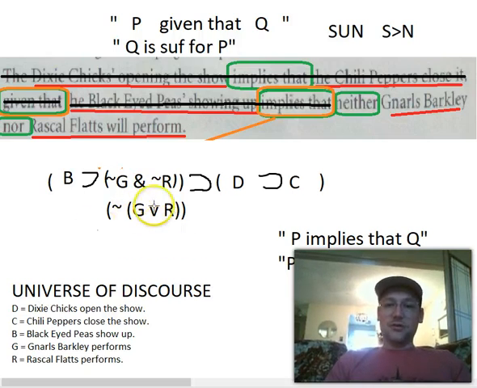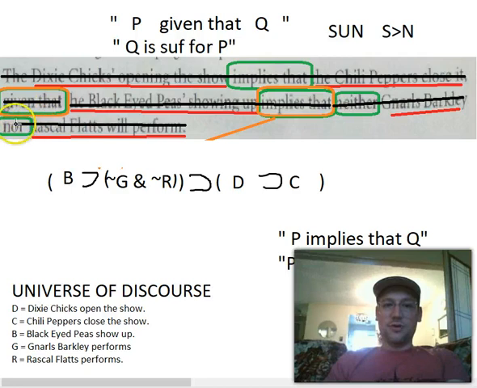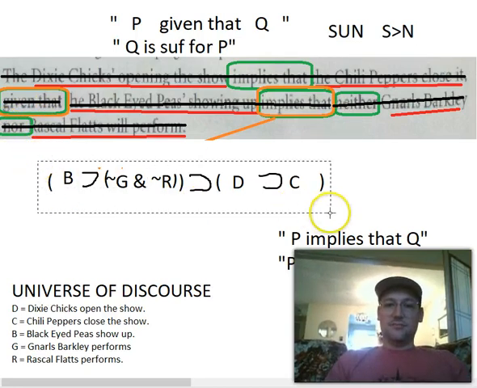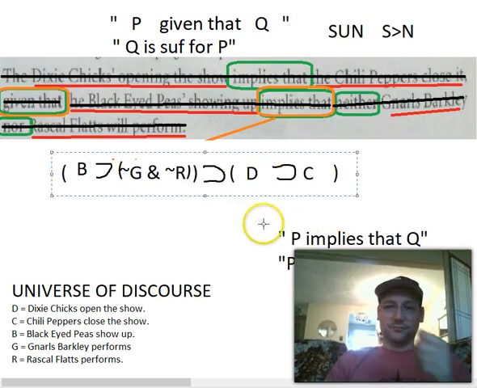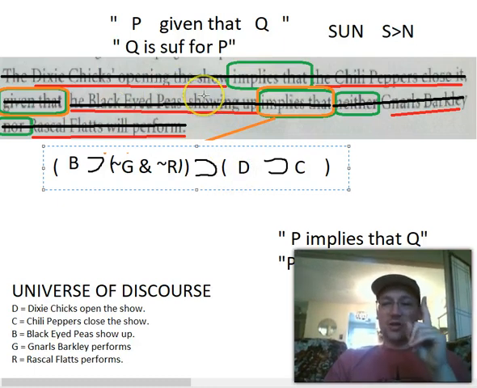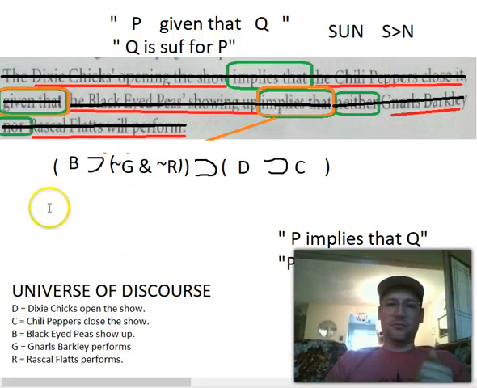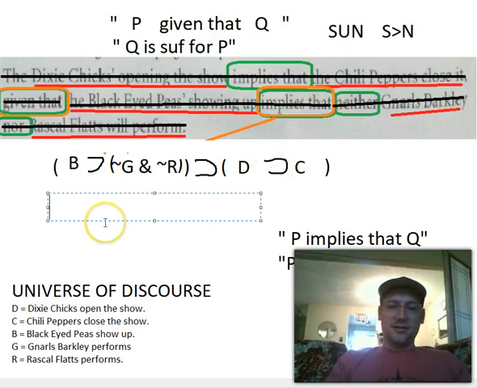Okay. So now once we've figured that out, we've covered the whole sentence, right? We got this Gnarls Barkley nor Rascal Flatts will perform. The whole thing's been covered. This is our answer right here. That's our translation. And again, it looks like a big string of symbols, only because the original passage that we were analyzing is just one single claim. But like we saw before, if you're doing a translation for an argument, there'd be multiple claims and multiple strings of symbols.